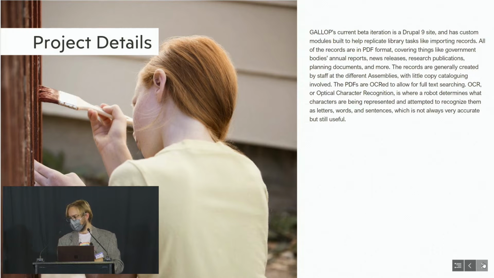So Gallup right now is on a Drupal 9 site, and these custom modules are built. The content of the site is mostly government publications. They're all a little bit dry, and people outside of government don't really look at the site ever. But it has annual reports, news releases, research publications, and for each jurisdiction, they don't all include the same thing.